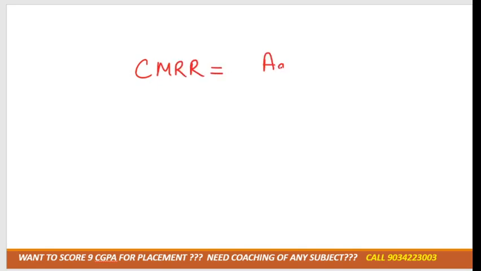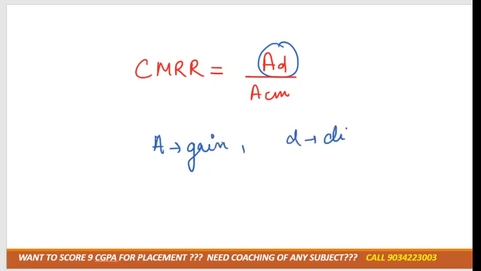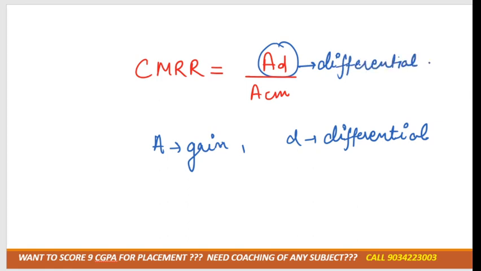So we have a particular formula also for CMRR. CMRR formula is AD over ACM. What is AD over here? A is, I told you, for the gain, and D is for the differential. So AD we can consider as the differential gain. And next, what is ACM? A is for the gain again, and CM is for the common mode, so we can say it is the common mode gain.